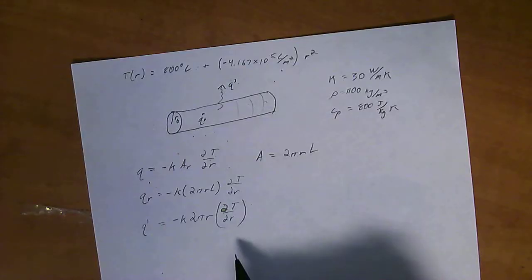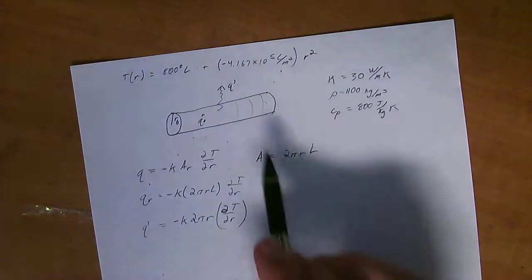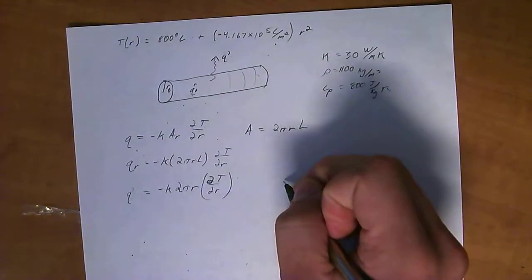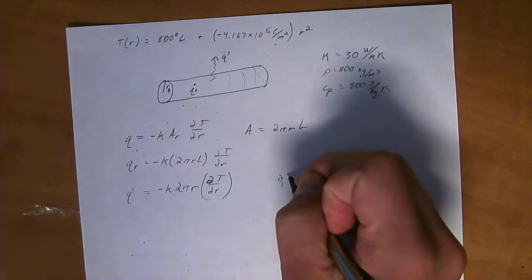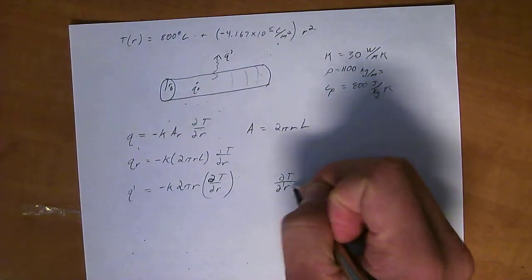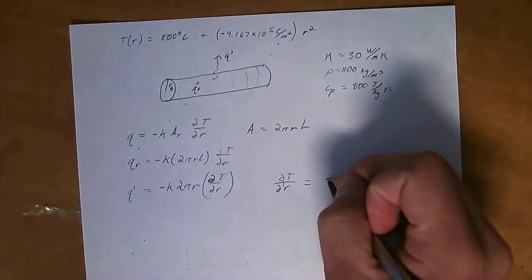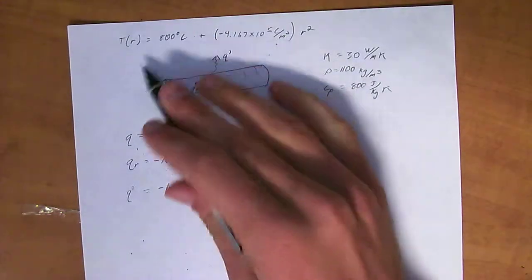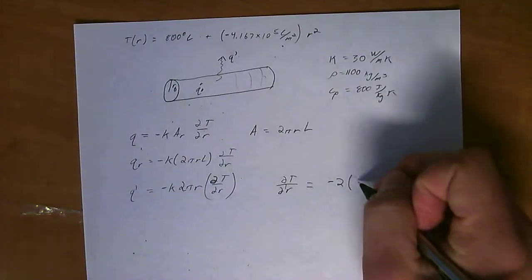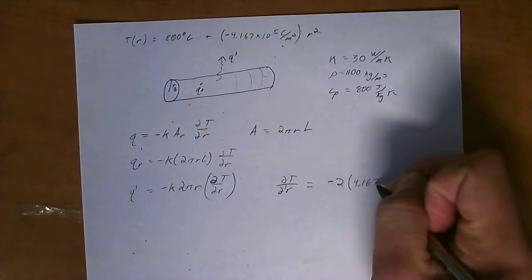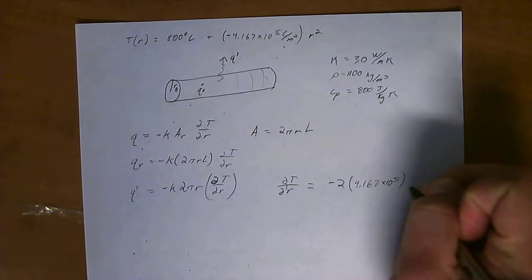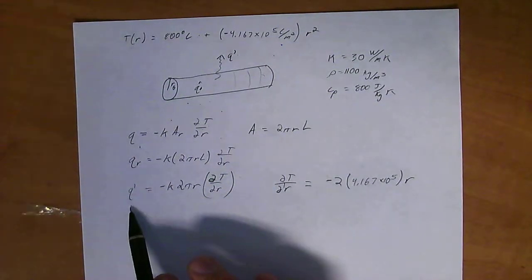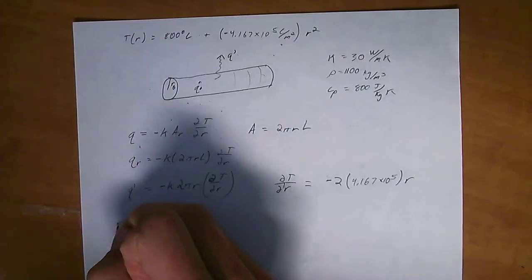We need dT with respect to r. Well, we have the temperature equation up here. So in order to get the partial of T with respect to r, we just take the derivative of this equation with respect to r. If you do that, then the partial of T with respect to r is going to equal negative 2. I'm going to bring the negative up here out. Take the derivative of r squared, negative 2, of 4.167 times 10 to the 5th r. And that's our partial of T with respect to r.